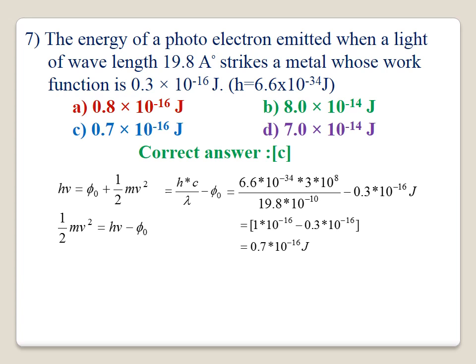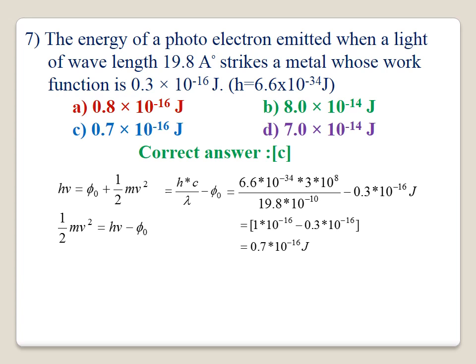We have to calculate the kinetic energy of the photoelectron. This will be equal to 6.6 into 10 to the power minus 34 into 3 into 10 to the power 8 divided by lambda, 19.8 into 10 to the power minus 10, minus the work function 0.3 into 10 to the power minus 16 joules. It comes around, the kinetic energy will be equal to 0.7 into 10 to the power minus 16 joules. The correct answer is C.